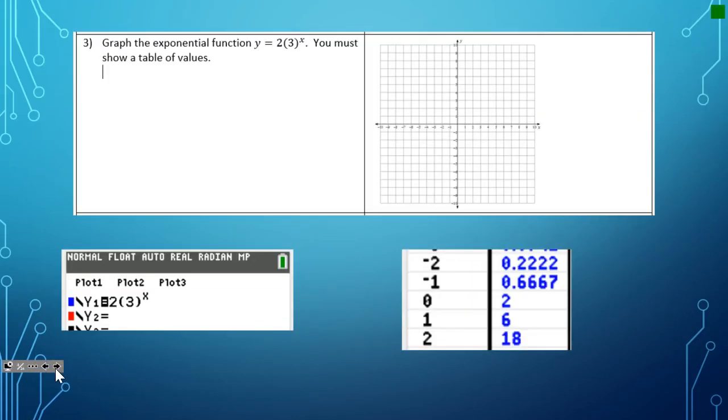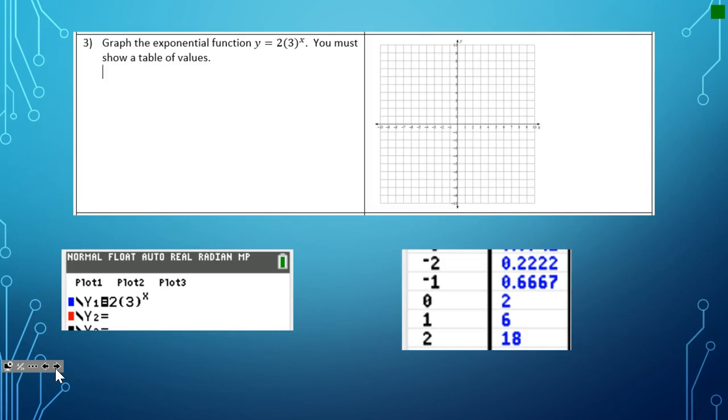For problem number 3, this is an exponential graph, which means that we're basically going to put it directly into the y equals of our calculator, and we're going to get a table of values. What you do need to know is which values to use. So remember that you're looking at your h value, which would be the number that is with x in the exponent, to determine where your middle should be.